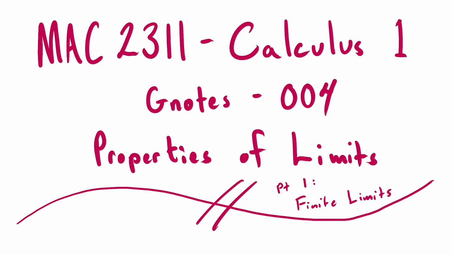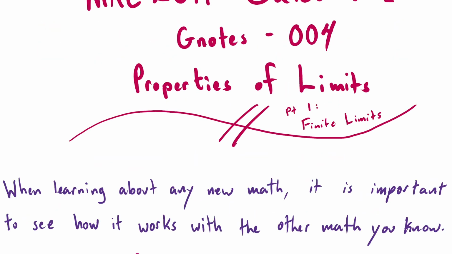These are guided notes number 4 in the series on properties of limits, Part 1, finite limits. In this video, we're going to talk about limits where either the limit or the number that x approaches is just a finite real number.